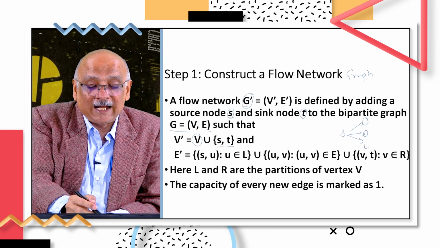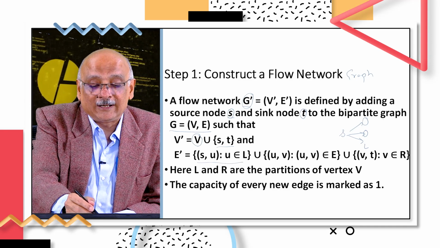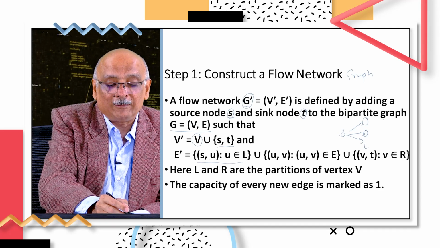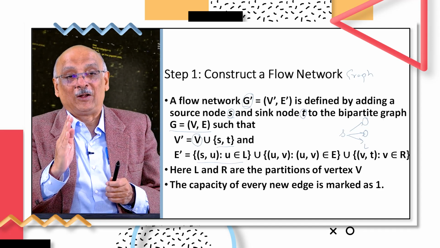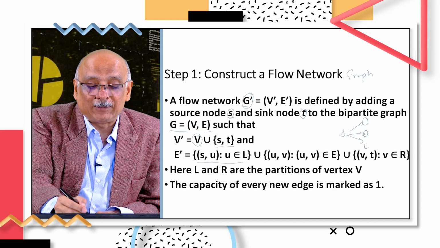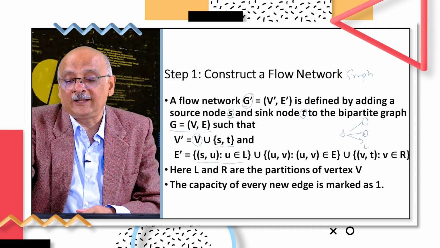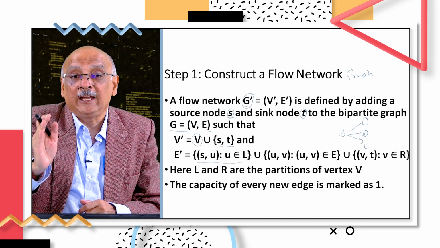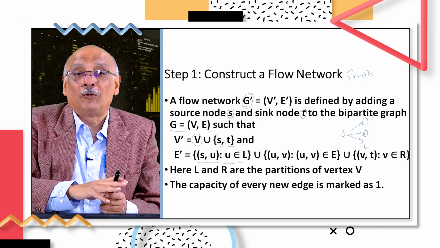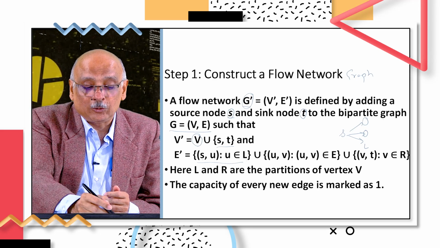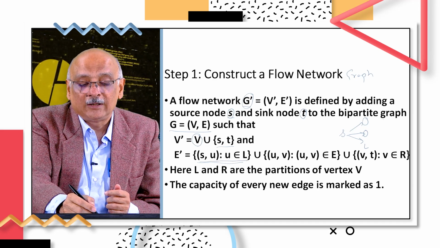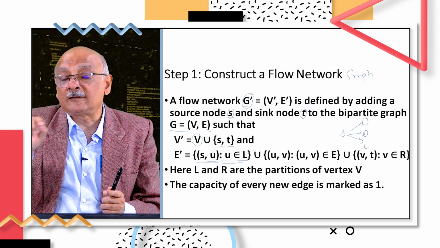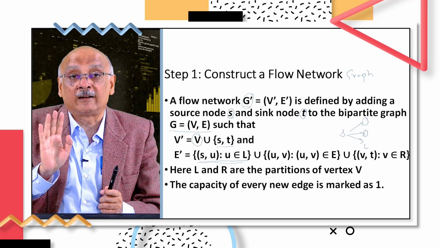So, what we have over here is that when U is a member of L, there is an edge from S to U, for every U which is a member of L. So, for all the left side nodes, or the V1 part of the bipartite graph, there is going to be an edge from the start node. So, we will create an edge. It was not there earlier.